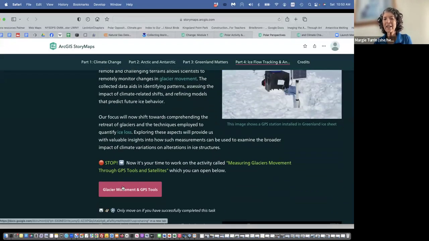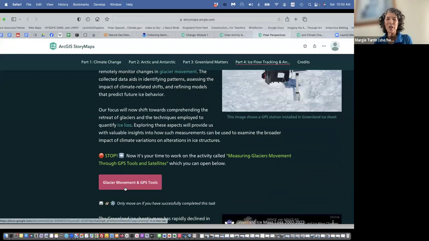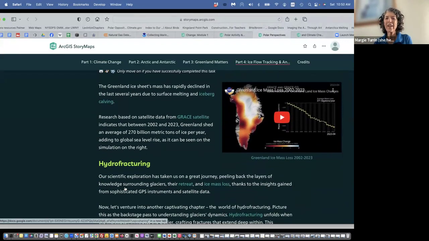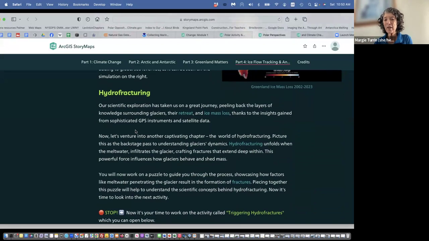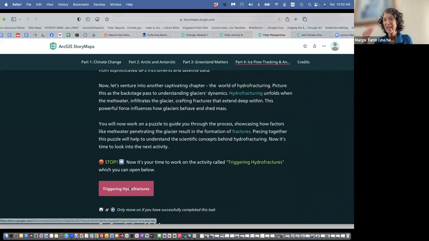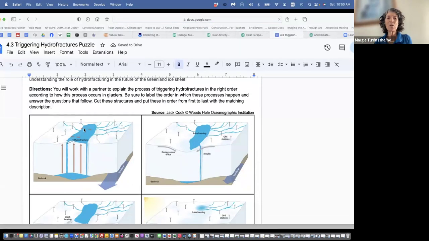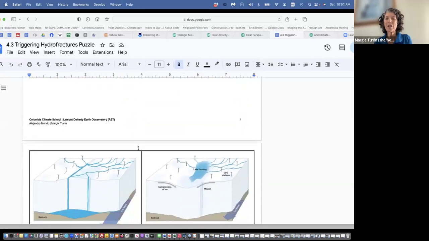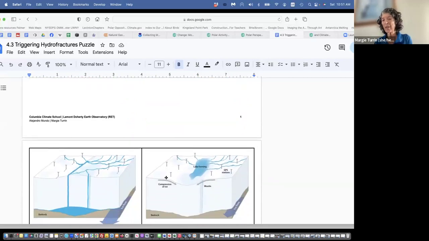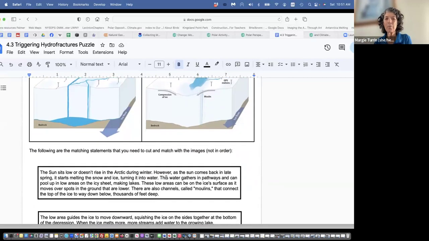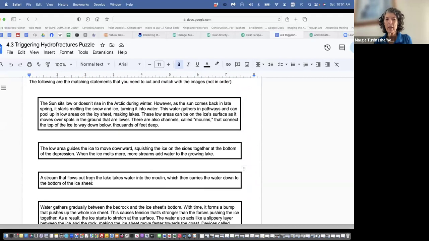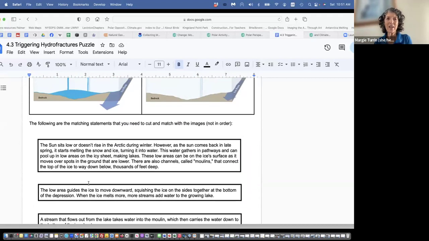And then he has a second activity that looks at how we use GPS in science to look at glacier movement. And then this really great activity on hydrofracturing, which again ties into these moulins and things. This is using some imagery created by Woods Hole. There are a series of images that the students have to order to look at how these things form, and then they match them with the text that goes with it.